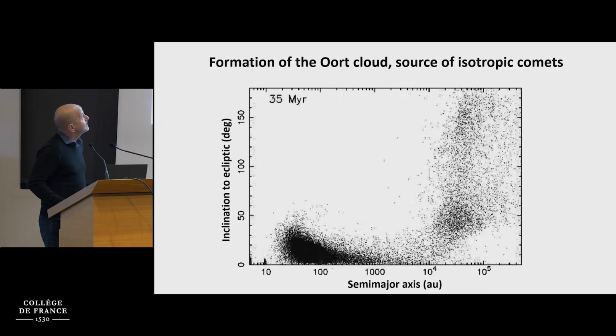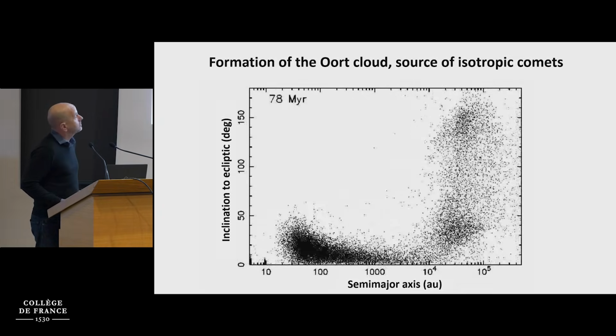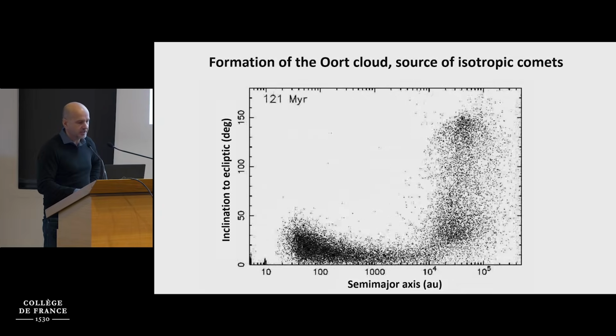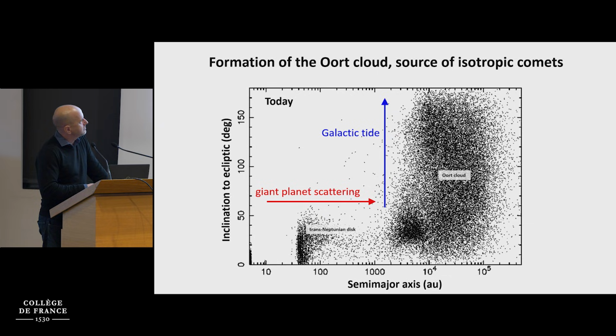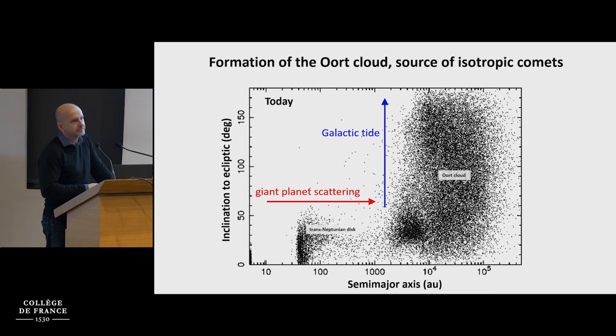Again, I will not let it run all the way to the present. That would take some time, so I'll skip to the present. What happens here is that we had this initial disk, but that disk was scattered by the giant planets outward. The bodies that were scattered to tens to hundreds of AU remain on relatively low inclinations, and that is a flat trans-Neptunian disk that's actually observed, right?